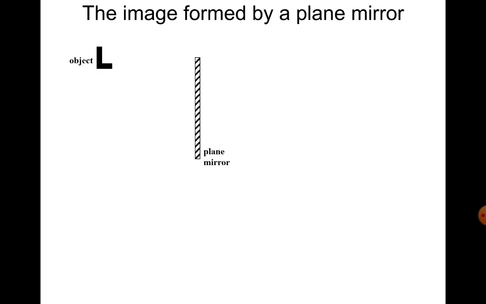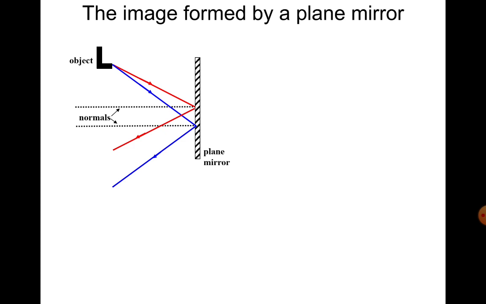We have a plane mirror and we have an object. Now, how does it work? Light is coming, it's reflected, going to the plane mirror, and then the light is reflected. We can do this from different points and different normals. We can make our construction lines.